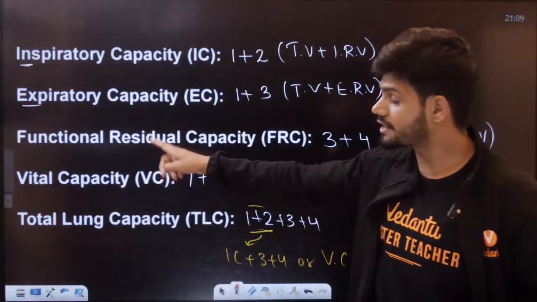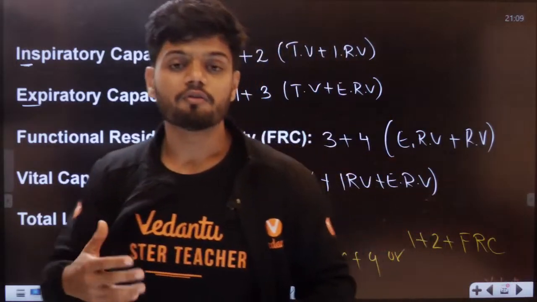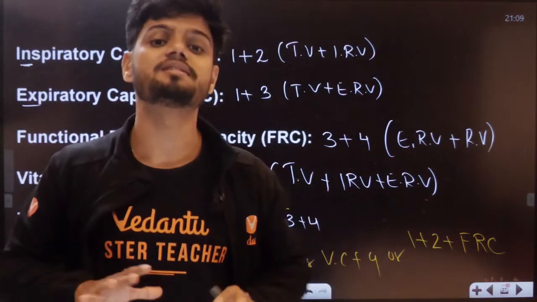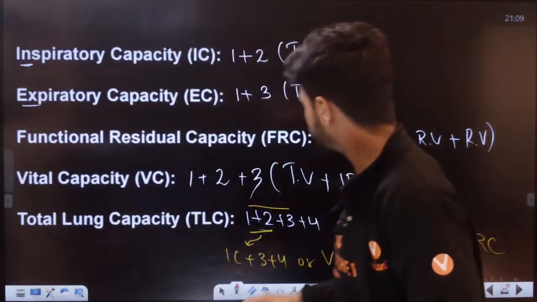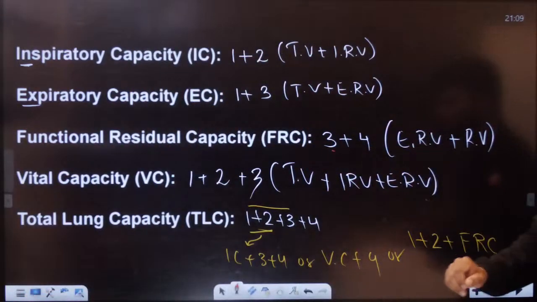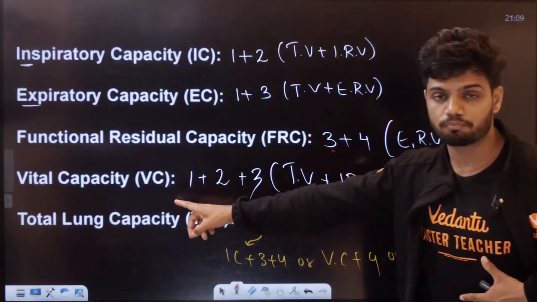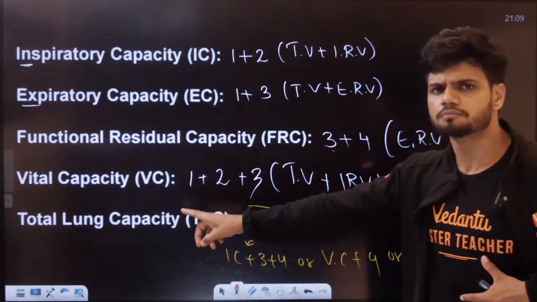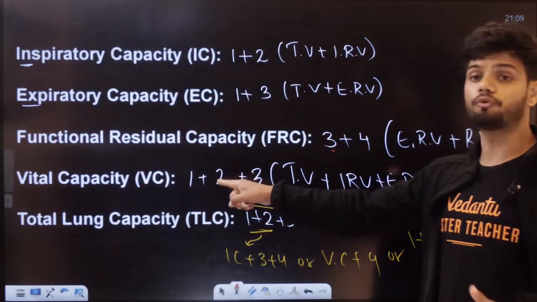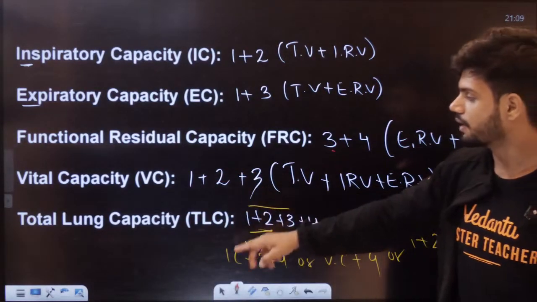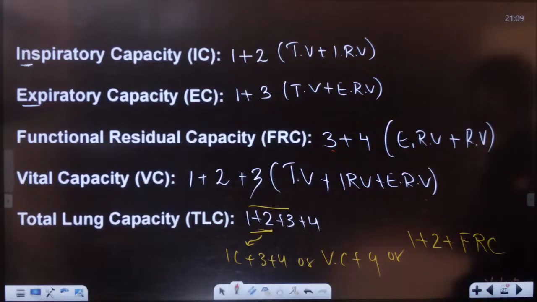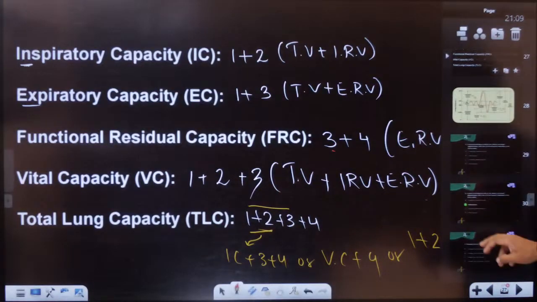When do we get residual volume? We only get residue when forceful expiration is done. So functional residual capacity is 3 plus 4. Vital capacity is for proper functioning: tidal volume, forceful inspiration, forceful expiration. Total lung capacity is 1, 2, 3, 4. So that's very, very easy, students.